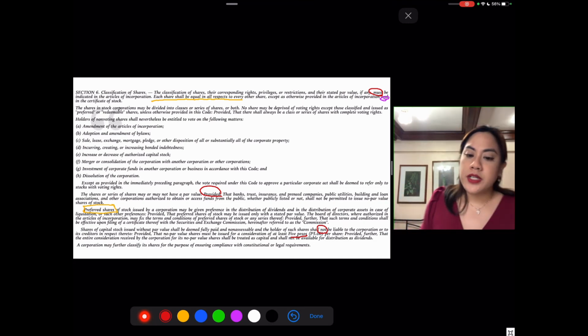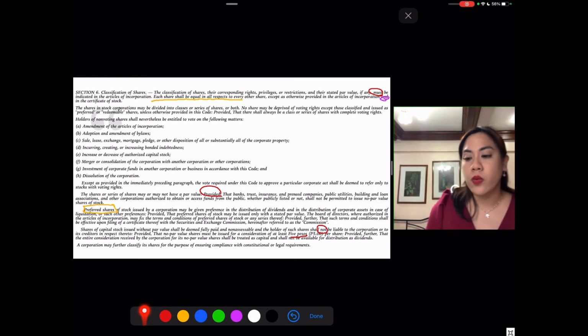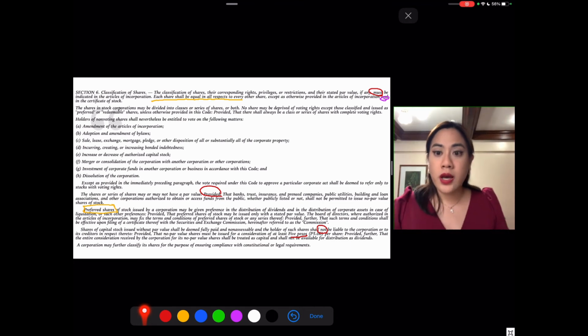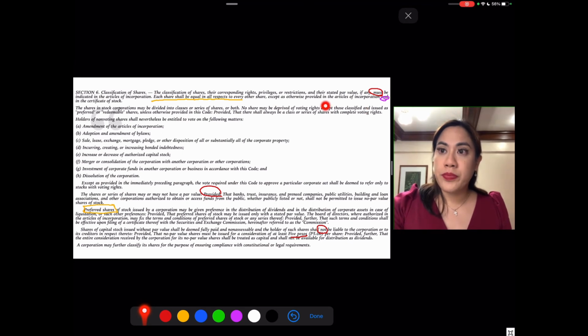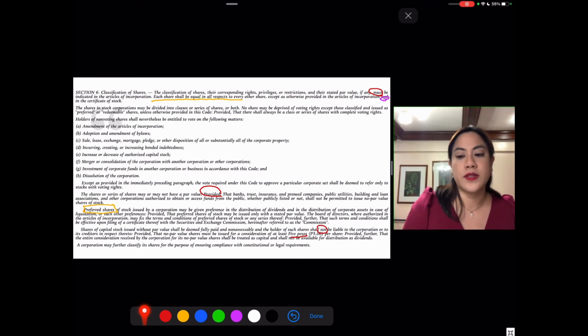So each share shall be equal in all respects. What I mentioned earlier, this portion actually embodies what we call the doctrine of equality of shares. I will say that again, that is the doctrine of equality of shares. It is a presumption. Why? Because there can always be unequal sharing if it is stated in the articles and in the certificate of stock.